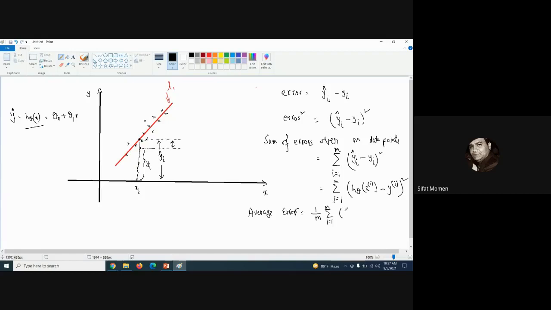Yes, ঠিক sir. আছে নাকি না? Can I say that নাকি না? Yes, sir. Okay. Minus yi whole square. Okay. And this is what the cost function is really.